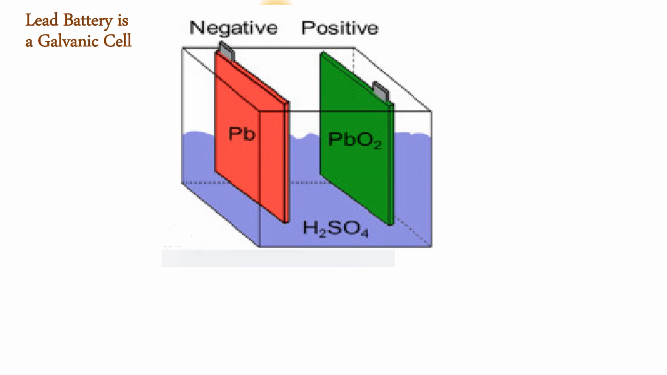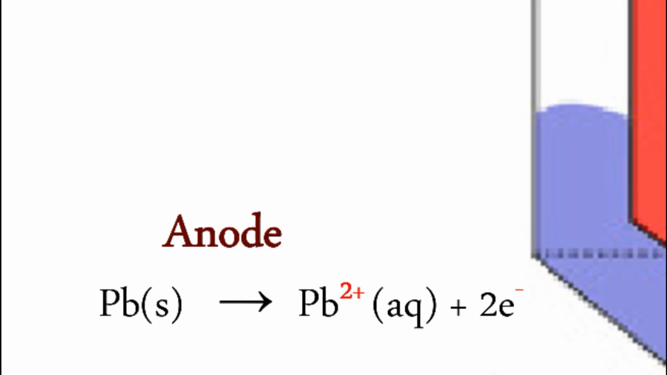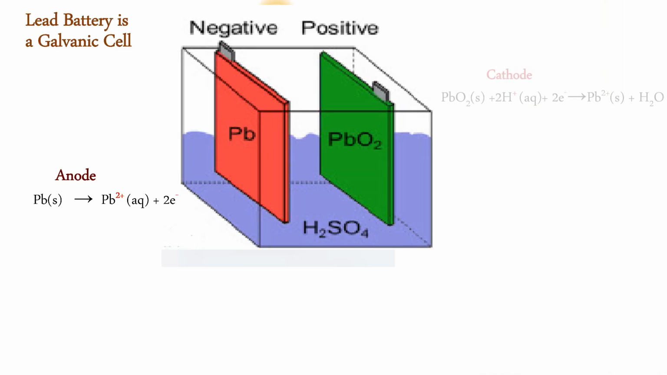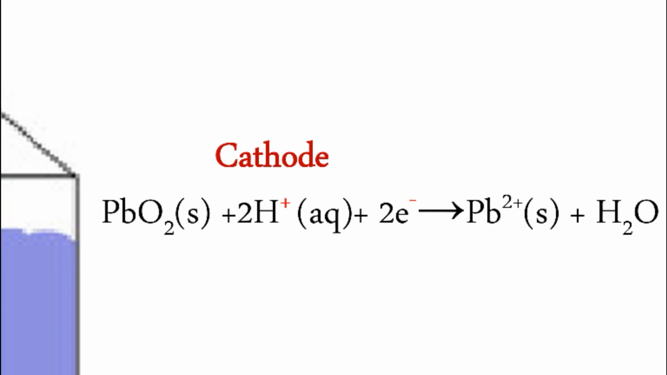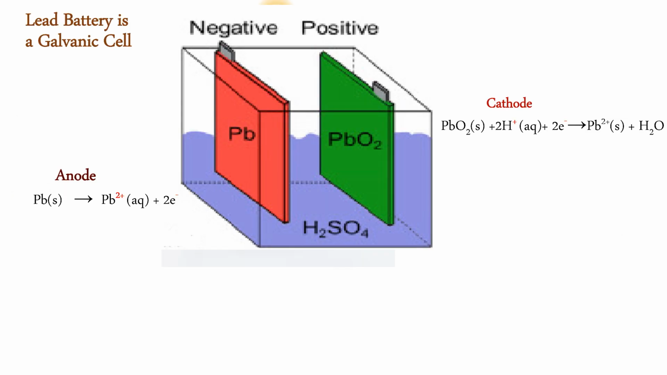Look inside the car battery. Here are two plates, two electrodes. One is made of lead metal and another is lead dioxide. And in the solution you have dilute sulfuric acid. In the reaction at the anode, lead metal loses electrons to form lead ion, and this is an oxidation. At the cathode, lead dioxide gains electrons with sulfuric acid and forms lead ions. So electrons flow from the anode to the cathode.